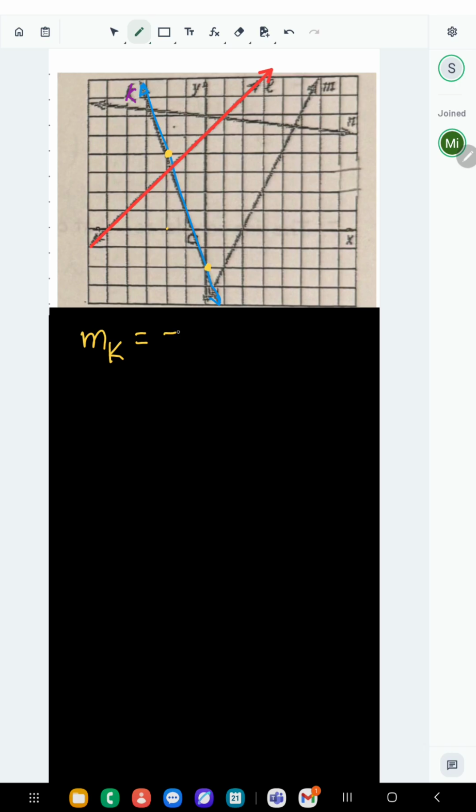The slope is -3. Okay, so we find another line that's parallel to line K that contains the point (7, 0). When we say parallel line, that means the slope of the other line is just equal to that of line K. It's also -3.